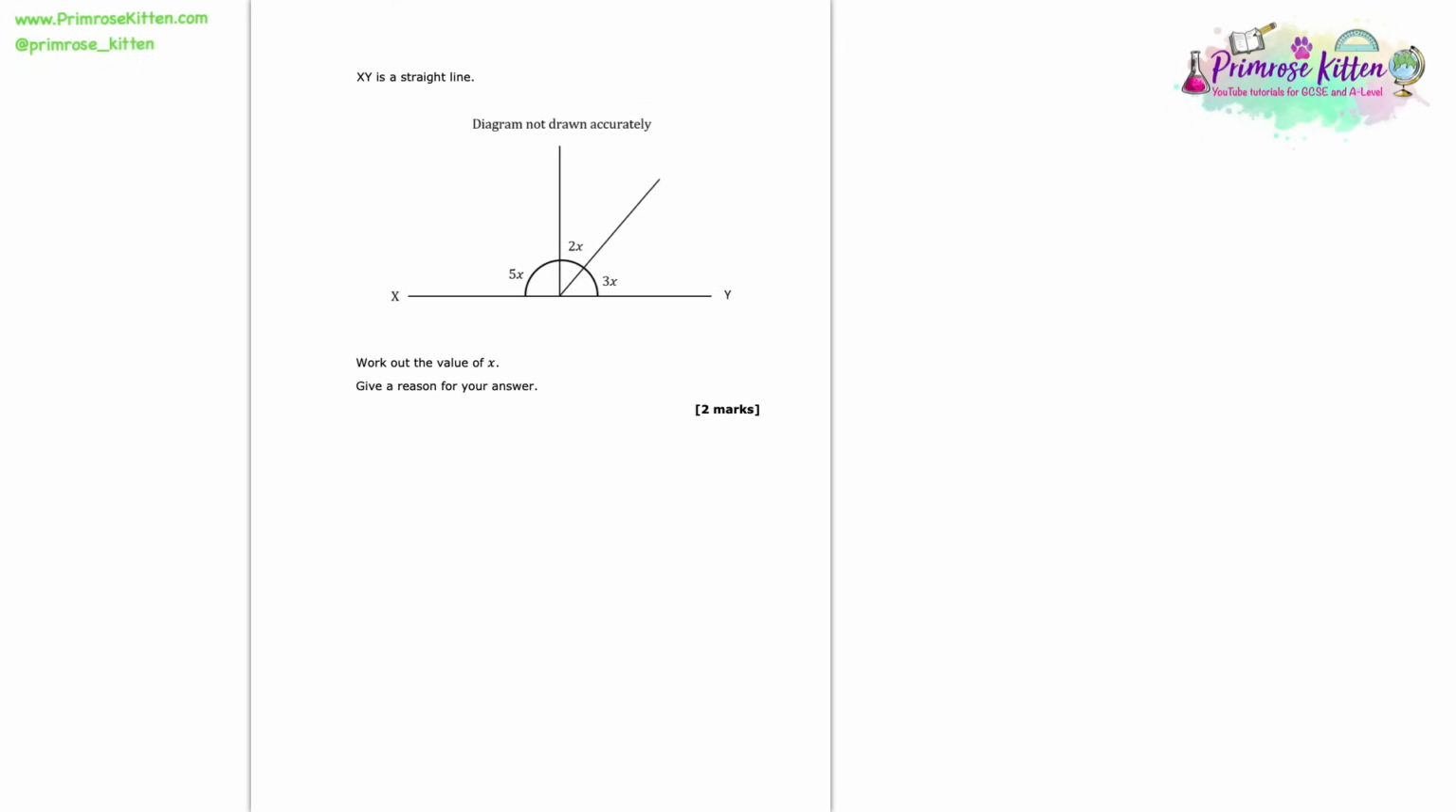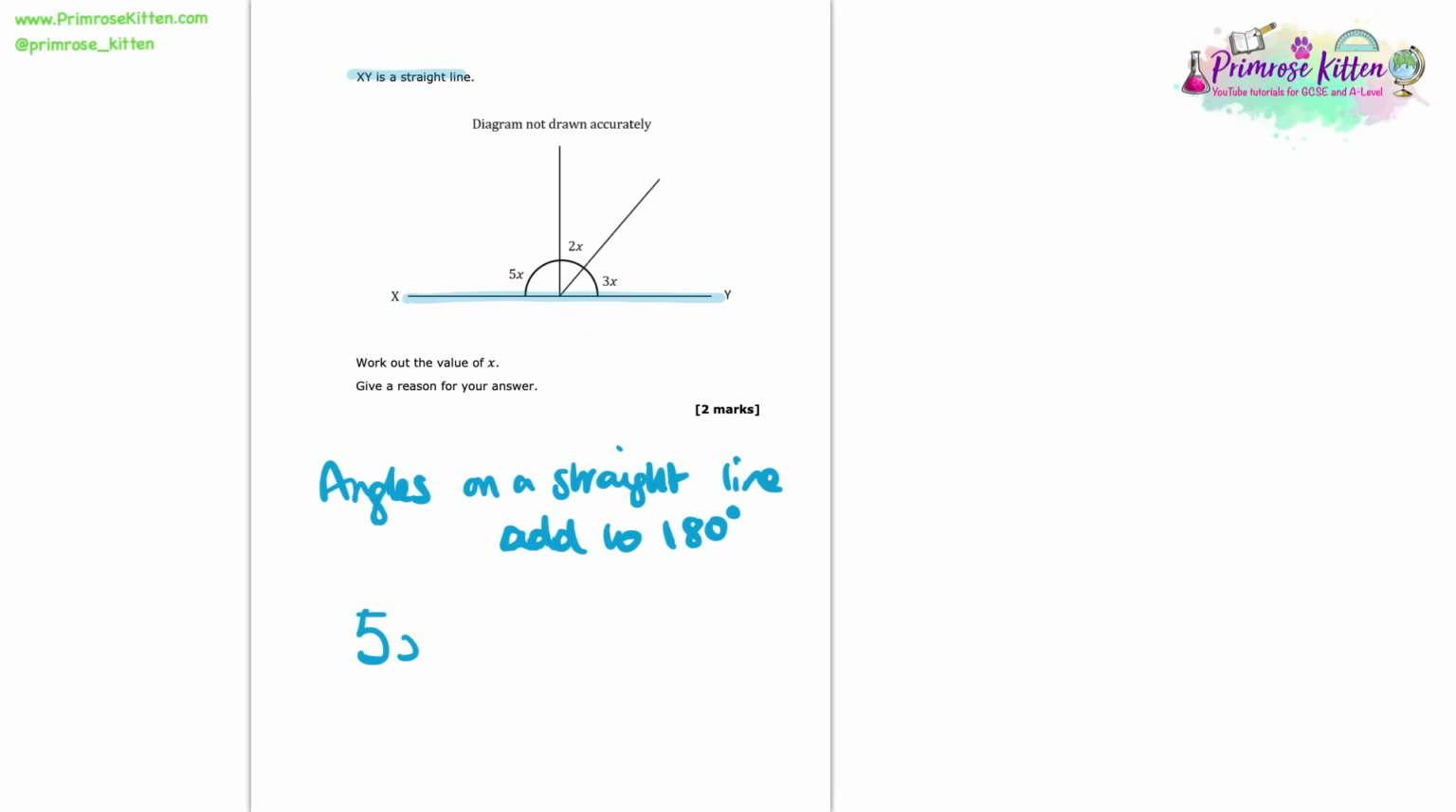Here we're told that xy is a straight line, and we're asked to work out the value of x within this question, and we're asked to give a reason for our answer. Well, as we know that xy is a straight line, we can use a certain fact that we know about it. So we know that angles on a straight line will always add up to make 180 degrees. So we're going to use that fact to solve this.